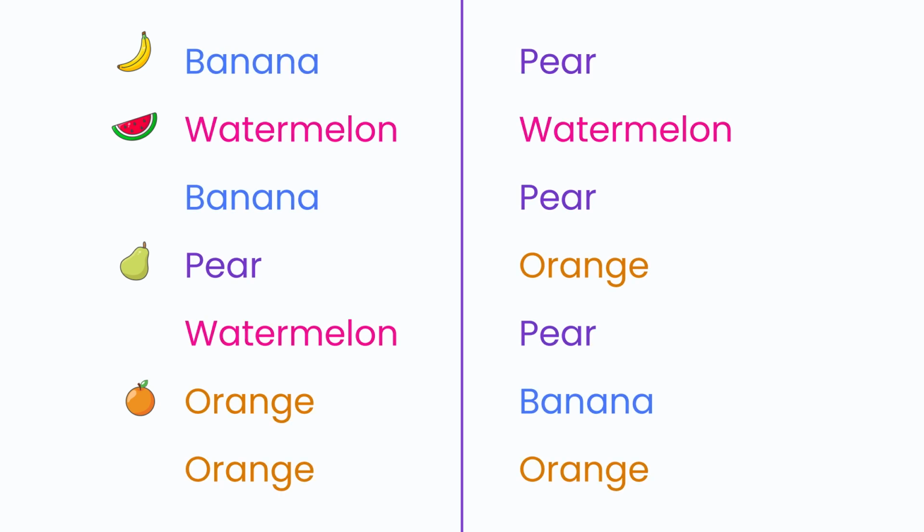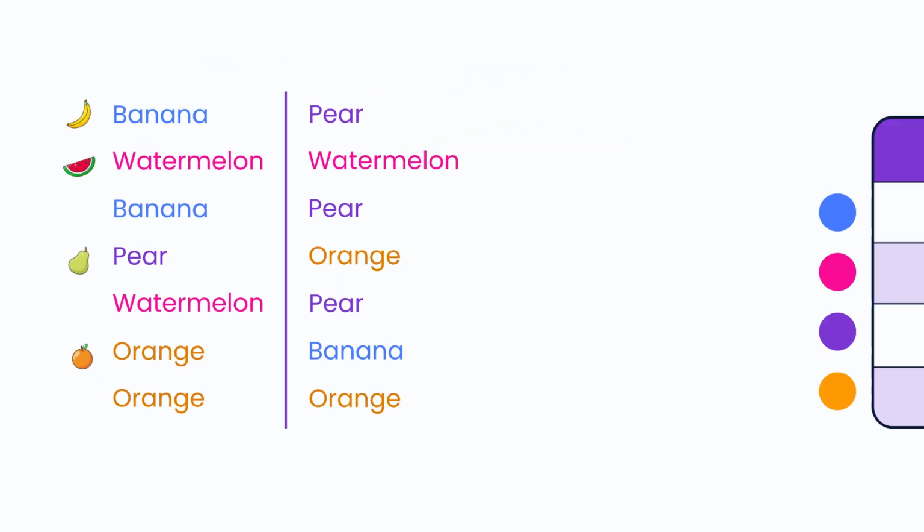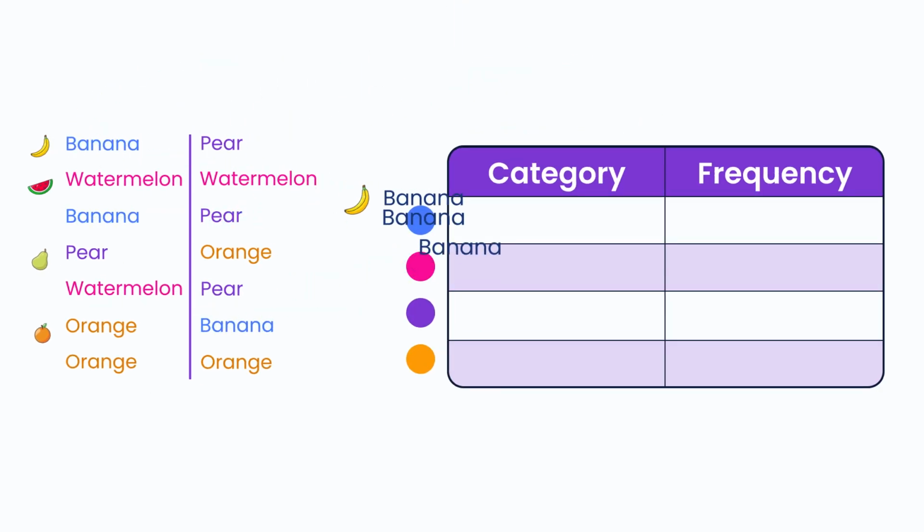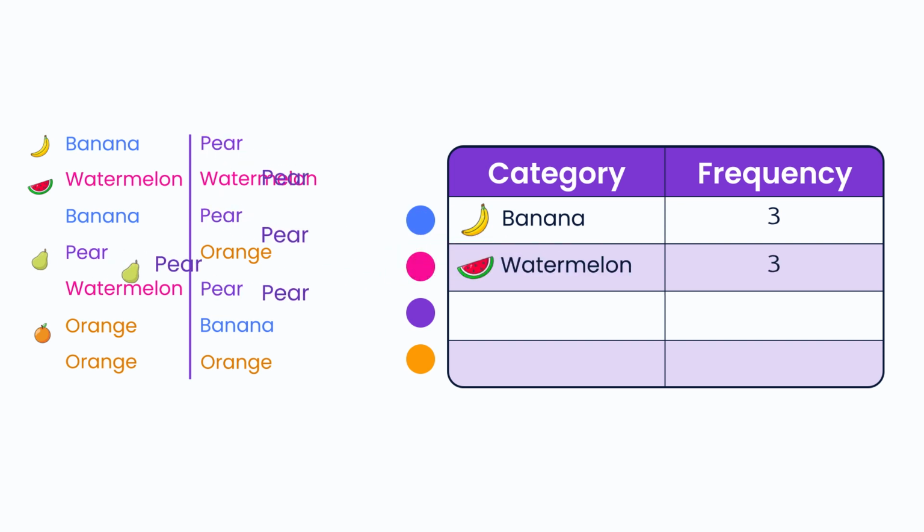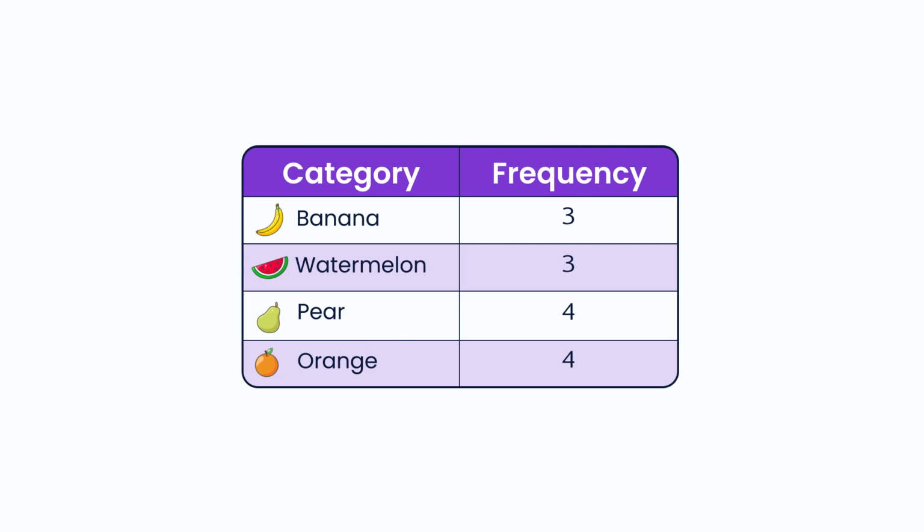Let's use some color to distinguish them. Now you place each category into the table and count the number of observations in each category. And that's it. You have now organized your data by completing a frequency table.